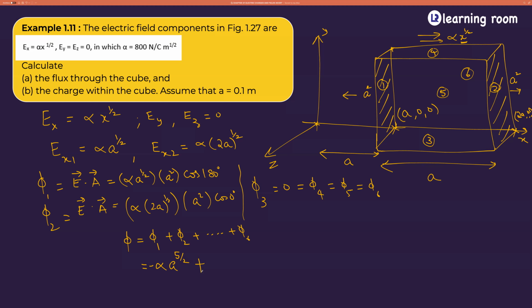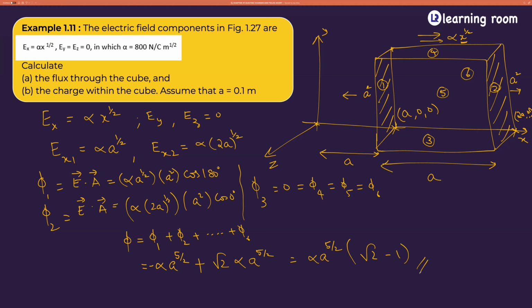Plus alpha into 2 power half, I can take it as root 2. So root 2 times alpha. Again, I have a power half into a square, which is going to give me a power 5 by 2. This time cos 0, which is going to be 1. So what is the common multiplication factor between both? It is alpha a power 5 by 2 multiplied with root 2 minus 1. So this is going to be the value of the flux that is coming out through this cube. Right. So that is the first part of the question, flux through the cube.